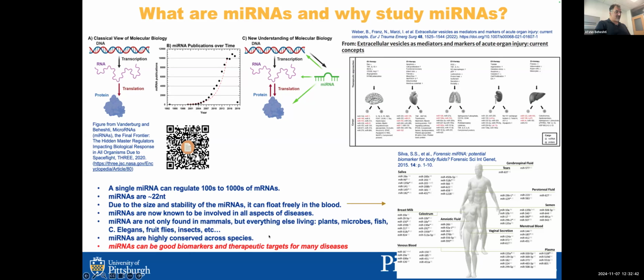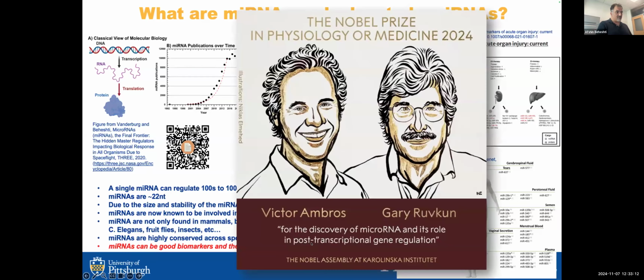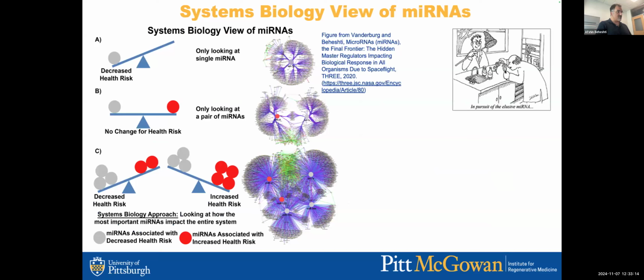They're not only found in mammals, but in every living organism, from plants to microbes, and so on. One interesting thing is that microRNAs are highly conserved between species, especially between mice and humans. So if you see a microRNA pattern happening in mice, most likely that microRNA will be well conserved in humans, and it will translate from mice to human very nicely. So a floating microRNA signature could be a potential biomarker for health risks or disease, and also a potential target for therapy.